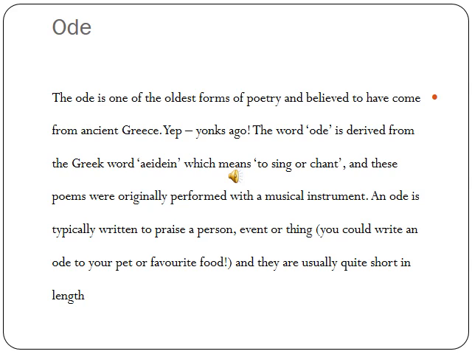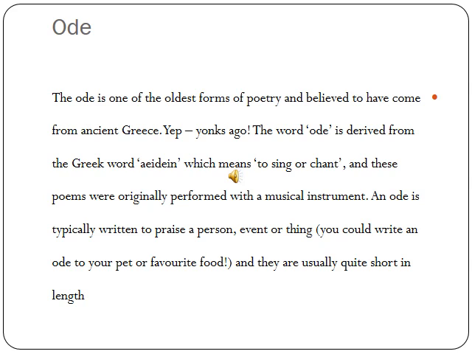So it's a very old form of poetry, and also believed to have come from where? The ballad, as I told you before, comes from Europe, but the ode comes from ancient Greece. Okay, ancient Greece. So here the word ode is derived from the Greek word eidein, which means to sing or chant.